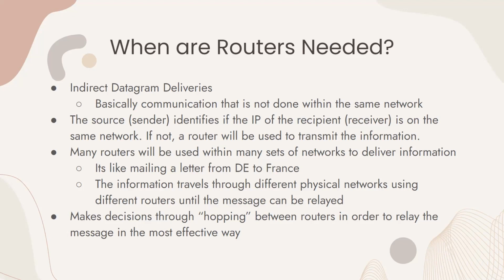For example, an analogy would be like mailing a letter from the United States, or more specifically Delaware, to somewhere in France. The information travels through different physical networks using different routers until the message can be relayed. And this happens through hundreds, if not thousands, of different routers. The routers will make decisions through hopping between routers, which we'll get into in a little bit, in order to relay the message in the most effective way, which is basically the routers will find the most efficient path for the information to travel.